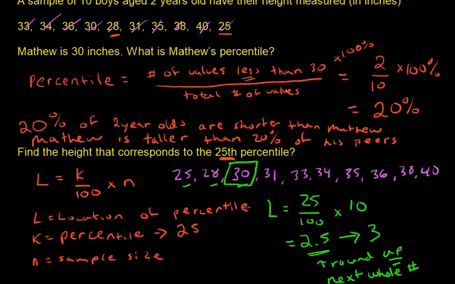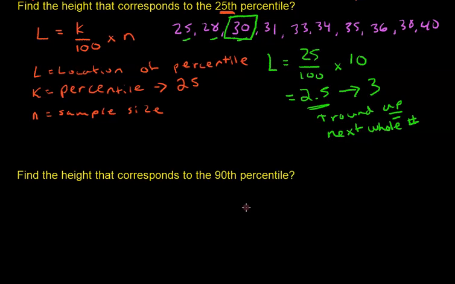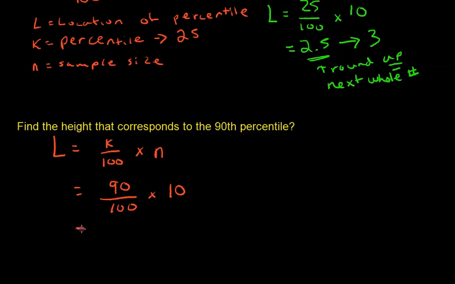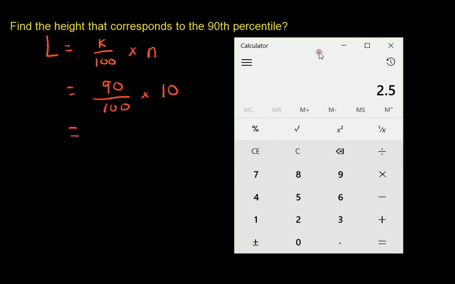Let's do one more where we need to find the 90th percentile this time. We're still going to use the equation: L equals K divided by 100 times N. Now we're finding the 90th percentile, and N is still 10. Plugging into the calculator, 90 divided by 100 times 10 is 9.